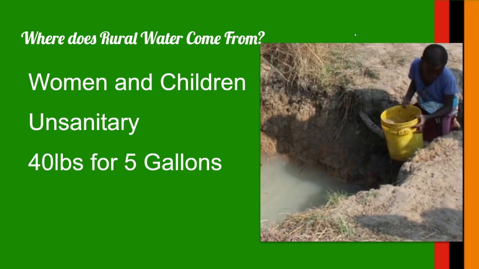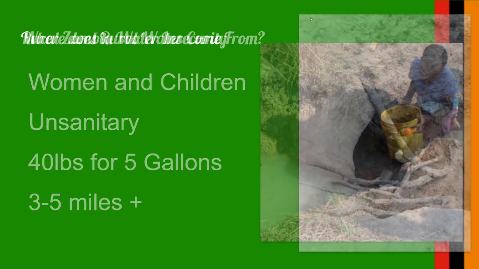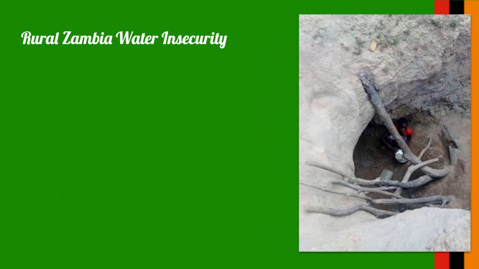It's also a lot of work. That 5-gallon bucket weighs about 40 pounds when it's fully loaded, and it has to be carried sometimes as much as 3 to 5 miles to provide water to the family. This basically limits the time that children have to attend school or do other meaningful projects.